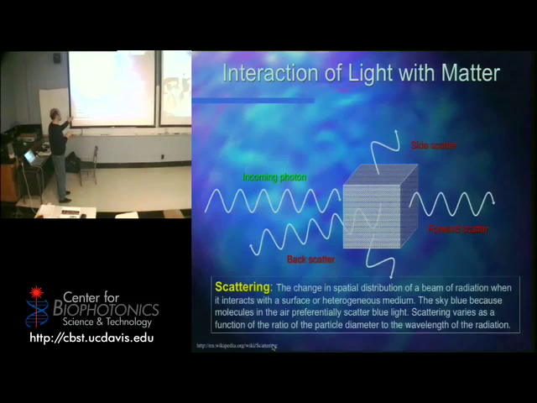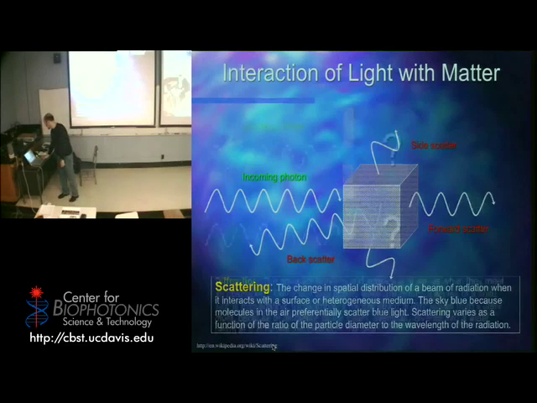The sky is blue because molecules in the air preferentially scatter blue light. So we see more of the blue light compared to the other light. And the size of the wavelength compared to the size of the particle determines what types of scattering happens. Rayleigh scattering, Mie scattering, there's all kinds of different types of scattering that have slightly different properties depending on the relationship between the wavelength of the light and the size of the particle.